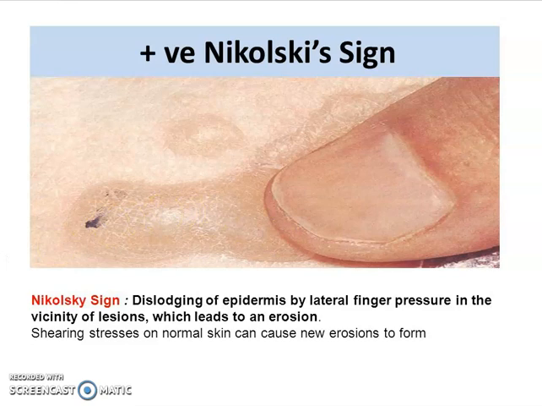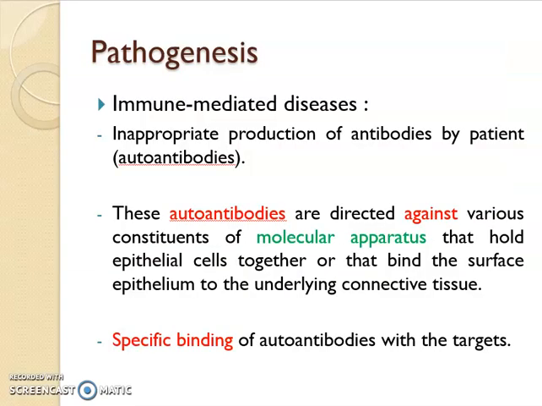So let's have a look at the pathogenesis of these lesions. Under vesiculobullous lesions, you can find infections. Another type is immune-mediated diseases. I will focus more on immune-mediated diseases because these are some of the commonest vesiculobullous lesions of the oral cavity.